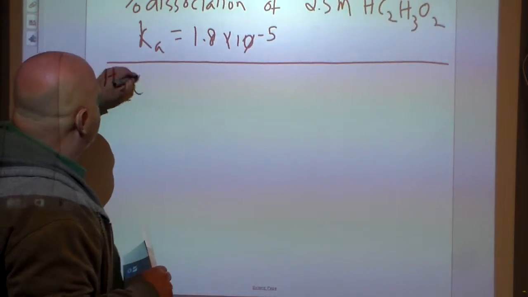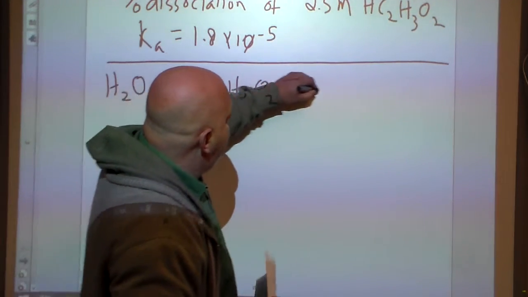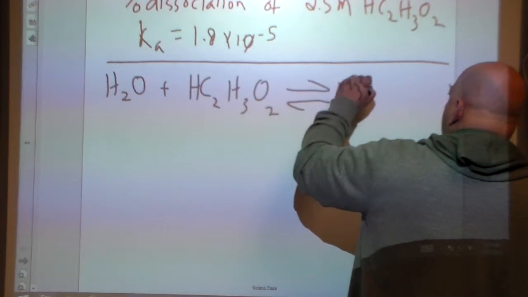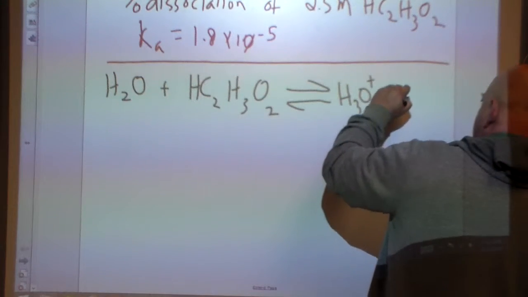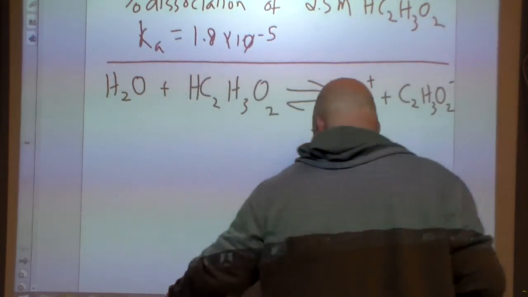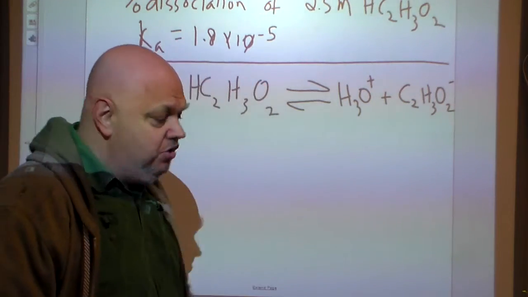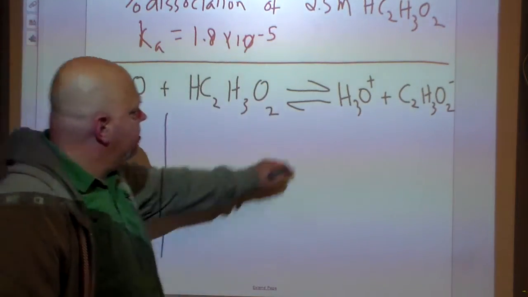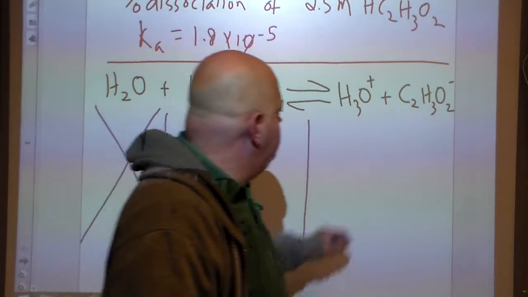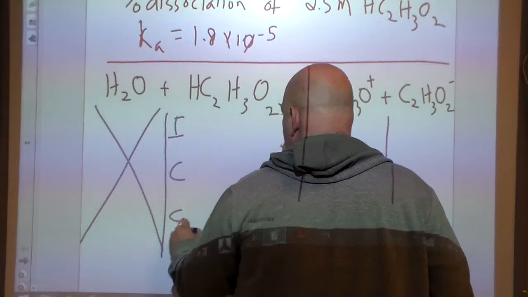We assume it's in water plus HC2H3O2, and it is at equilibrium, so it goes back and forth. Then we get H3O+ and C2H3O2-. We're going to need an ICE table to find our equilibrium concentrations. I do not need to worry about the water because it doesn't contribute anything. So we're going to have our initial, our change, and our equilibrium.